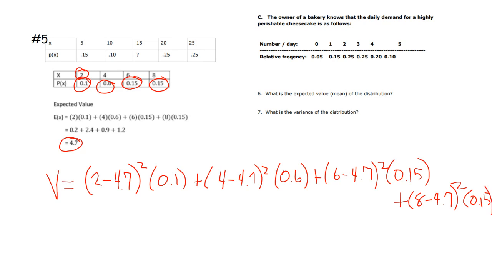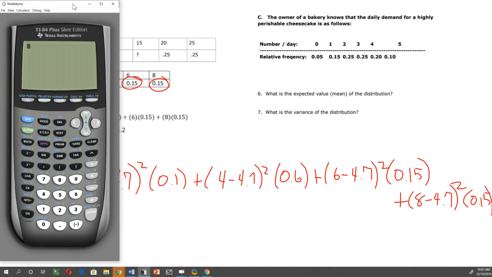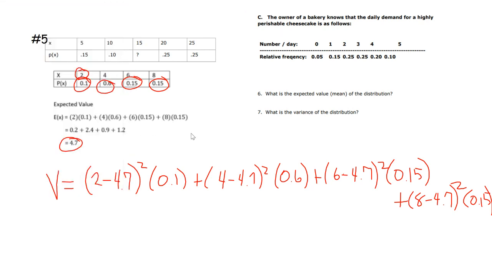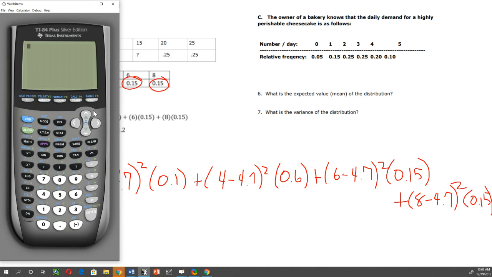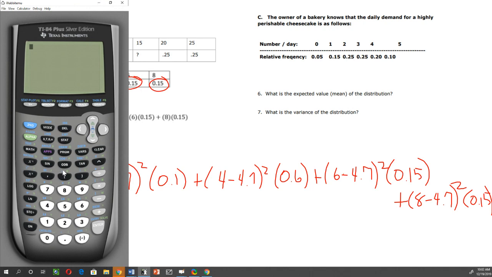All right, now I've showed you how to pull up the graphing calculator. I saw that you had that already, so here is the graphing calculator. So we're going to type this in, and I'm not even going to do parts of it at one time. I'm going to do the whole thing at one time on the graphing calculator. The first one is 2 minus 4.7 squared. Open the parentheses, 2 minus 4.7, square that. And then I'm going to multiply by the percent, which is 0.1.